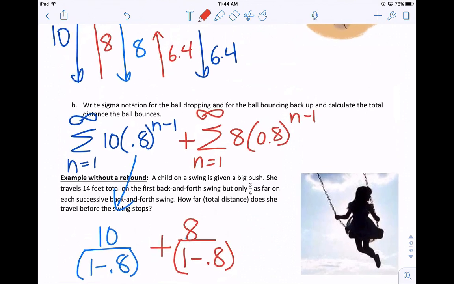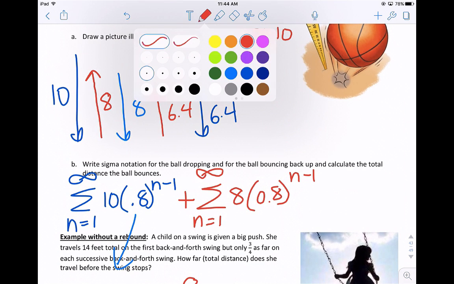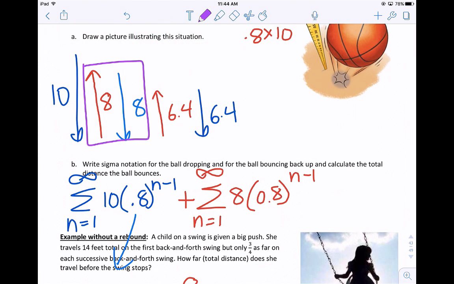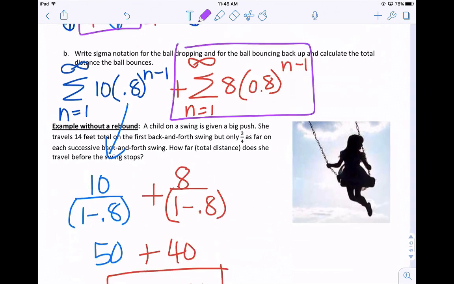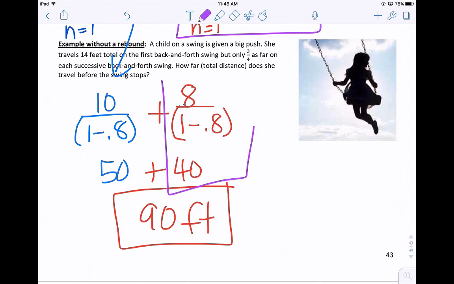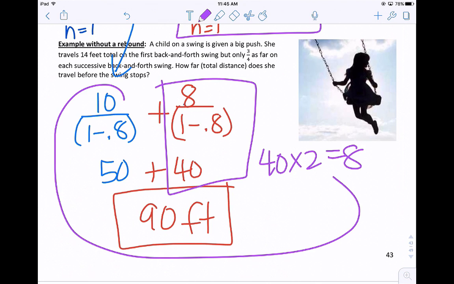Now another way to do that is to recognize that these start doubling after the first rebound. So here they double and they keep doubling. So you can take this sum and double it and then add the 10 feet. So here we could take this sum and double it. 40 times 2 is 80. And to that add this initial 10 feet. So that way we get the 90 as well. So 2 ways to do that problem, either separate the sequences or double the second sequence and add the first term.